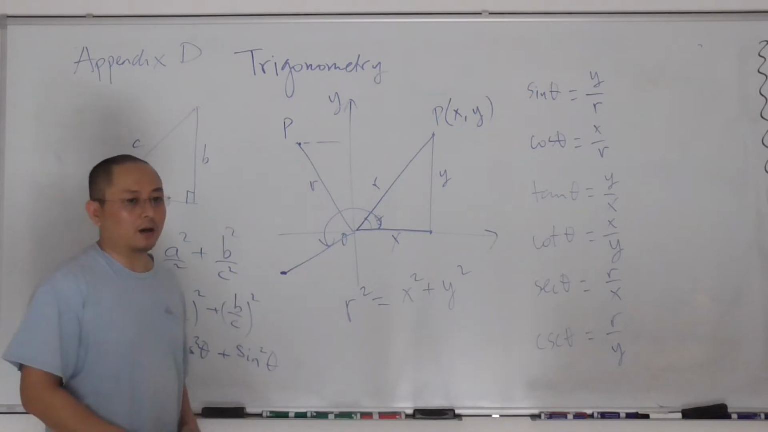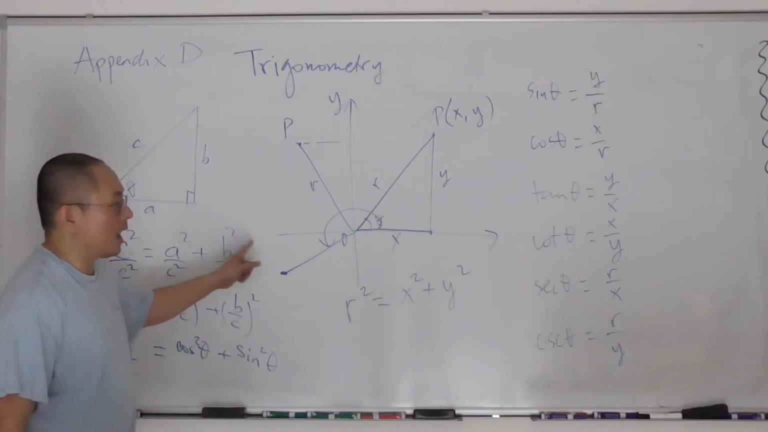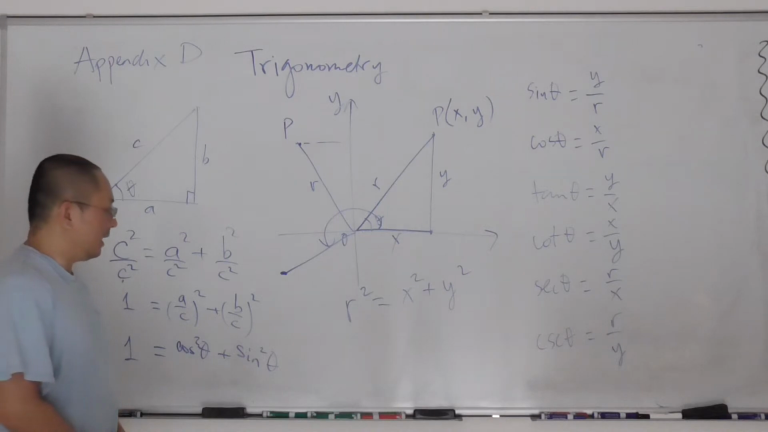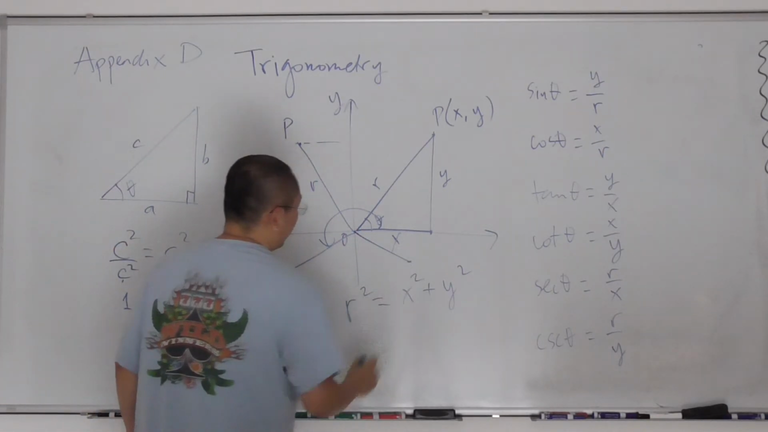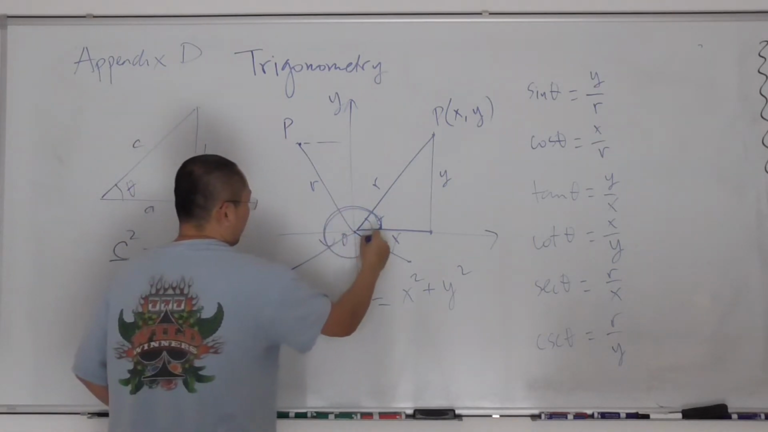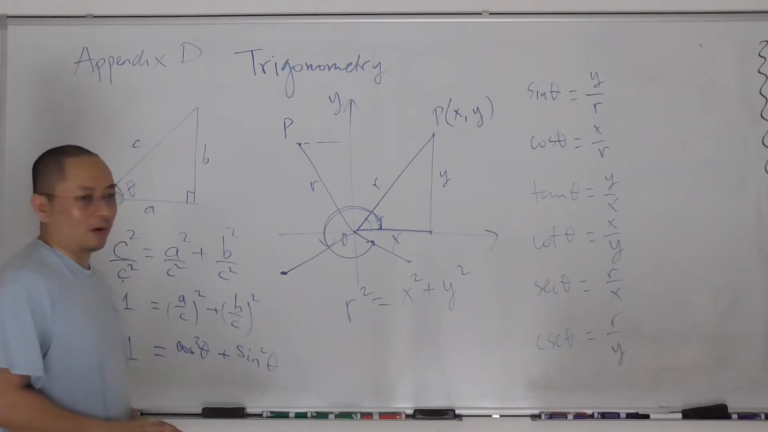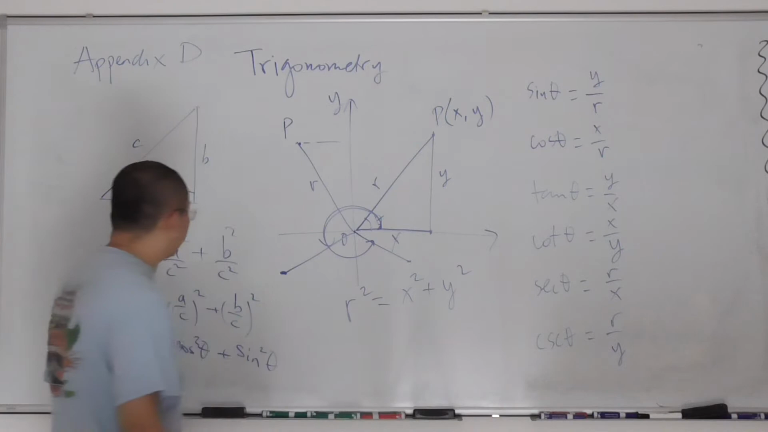Both x and y are negative. And that means both sine and cosine values will be negative as well. And of course, you can figure it out by similarity. If P is on quadrant number 4, the angle is that big. And what? Cosine will be positive and sine will be negative. Do the same way. All right?